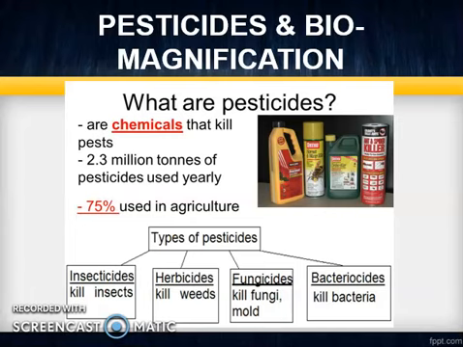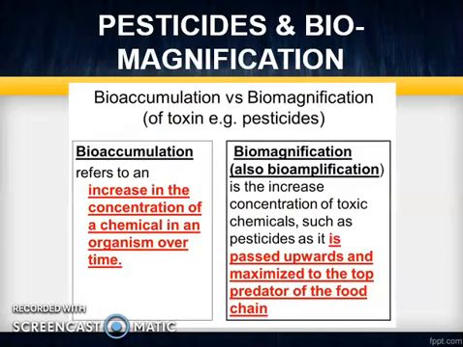Okay, next slide, we want to discuss another term related to the fourth environmental issue for our course, which is biomagnification. This term can be defined as the increased concentration of toxic chemical substances, such as pesticide, as it is passed outward and maximized to the top predator of the food chain.